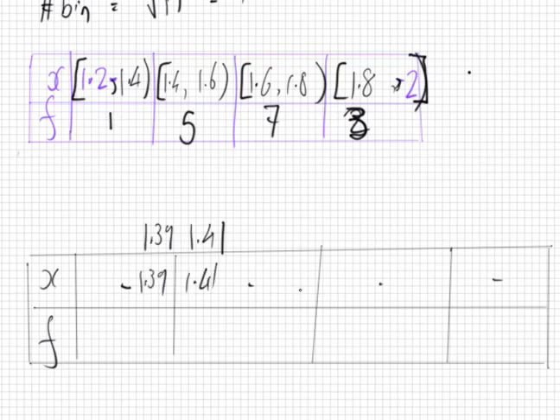Now let's look at the next one. So the middle needs to be 1.6. So what do you think I'd put here? 1.59, very good. And here? 1.61. Good. And then here? 1.79. And then 1.81.